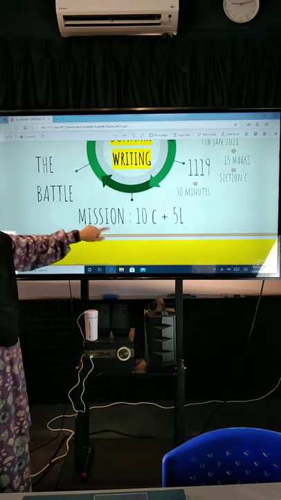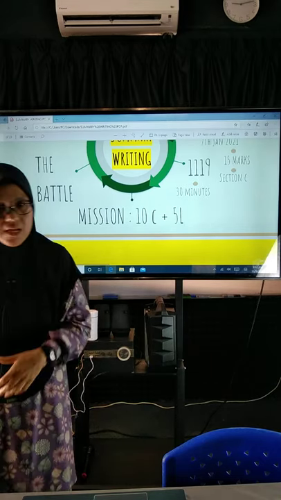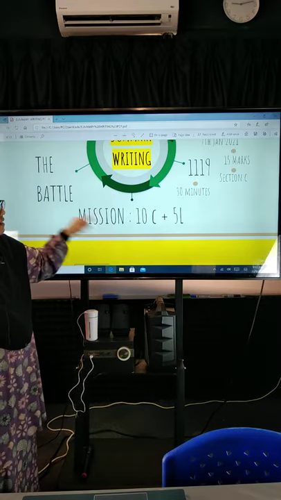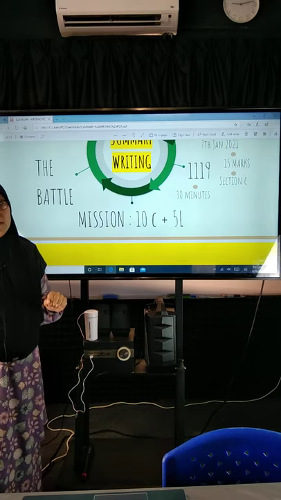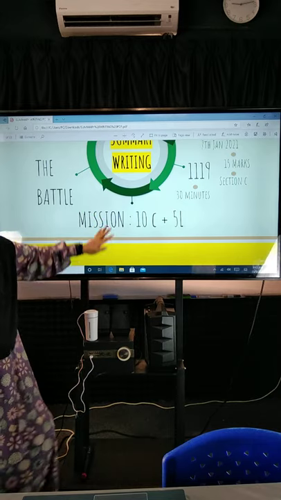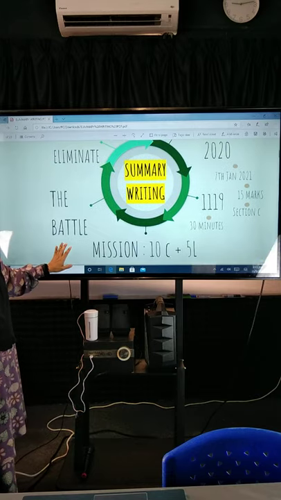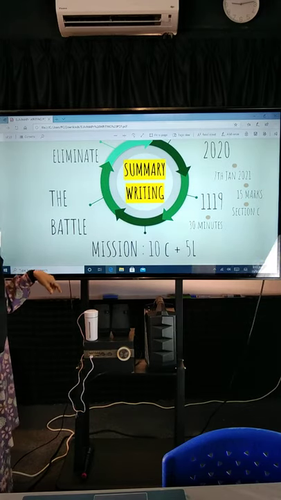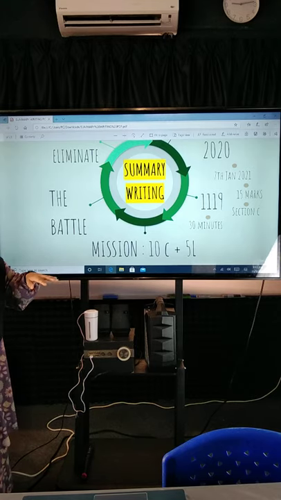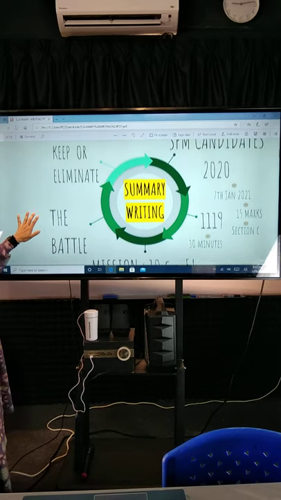Now your mission. I know what you have been doing during the MCO. Let's go into it. Our mission for summary writing is this one, which I have highlighted many times: 10C plus 5L. What are they? We'll go to it later. And what is the battle? The article given to you is the battle for the summary writing.